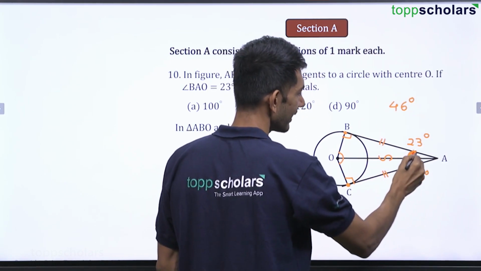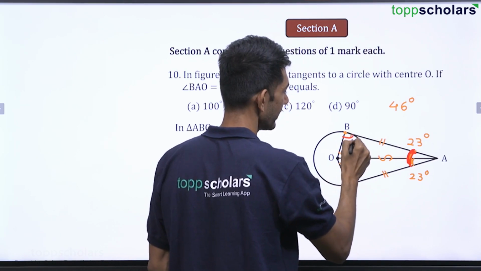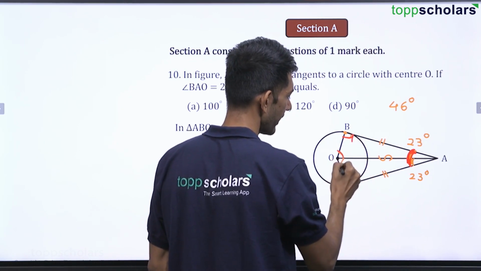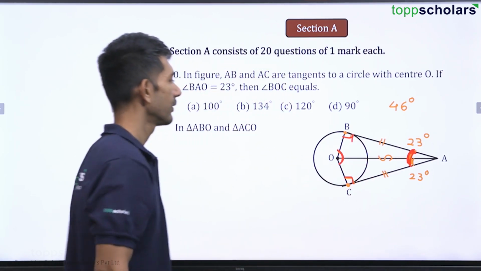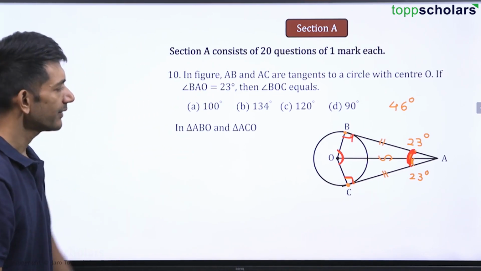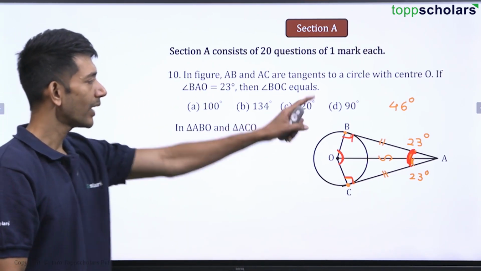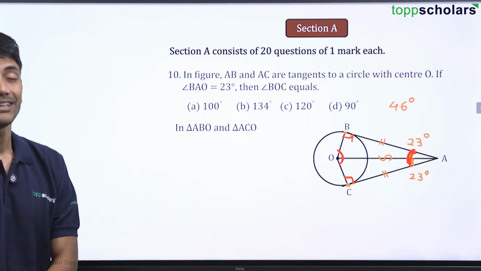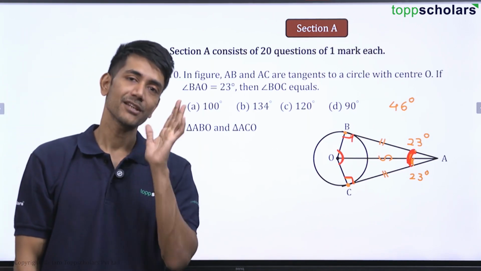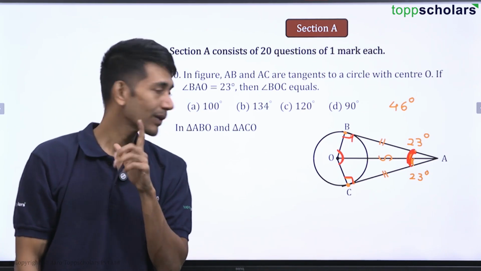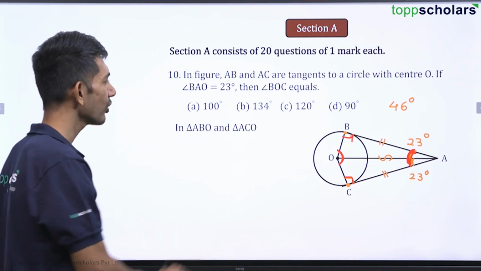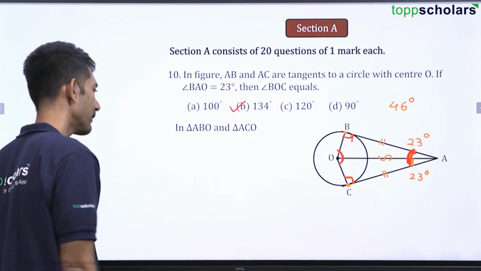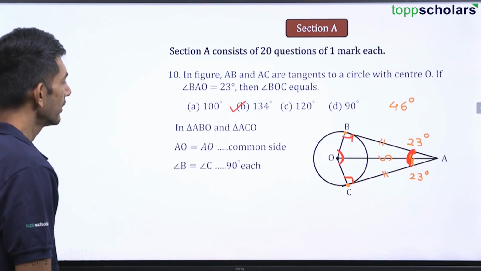Once we get this angle as 46, this is 90, this is 90, can I find out BOC? Yes, 90 plus 90, 180. 180 plus 46 is 226. Then 360 minus 226 will give you the final answer, that is 134. So 134 is there in the options. Let's just have a look at the proof now.